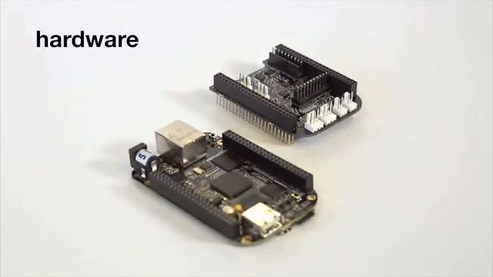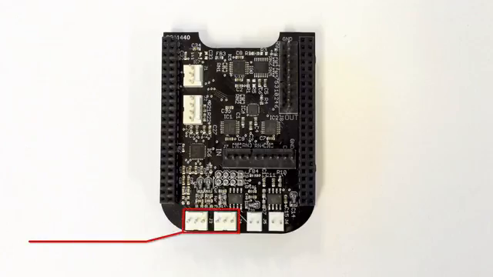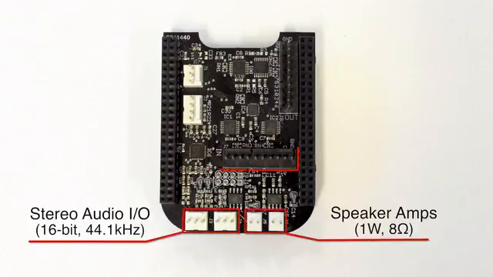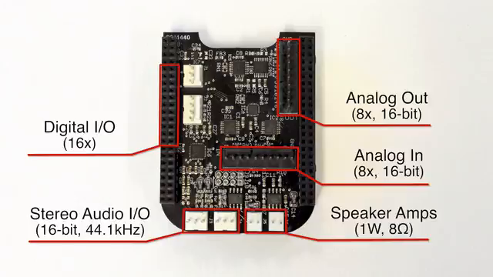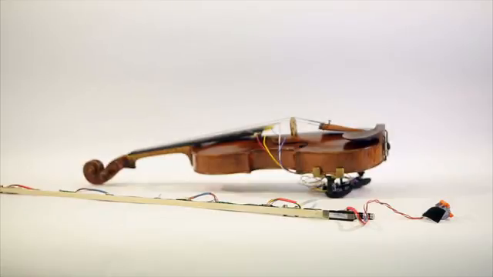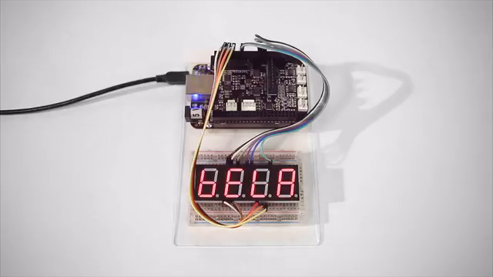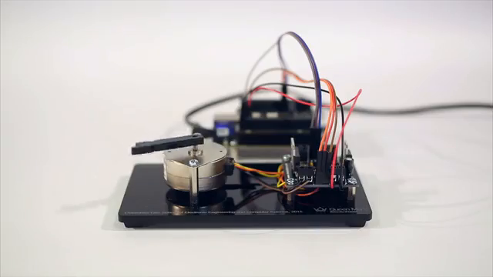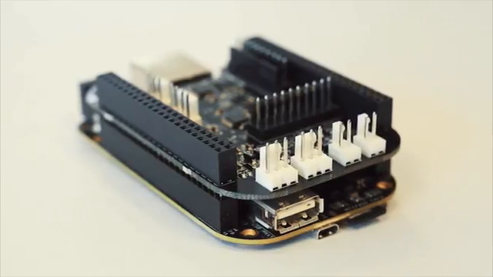Bela runs on the BeagleBone Black with a 1 GHz ARM processor. It gives you stereo audio in and out, including onboard speaker amplifiers. It also gives you 8 high-quality analog ins and outs, and 16 digital I/Os. It's a really convenient environment for developing interactive systems, and that's especially true of audio systems, but it's not only for audio. You can use it to control LEDs, servo motors, stepper motors, all sorts of sensors and actuators. Bela runs on Linux, so you get access to networking, storage, USB, and other peripherals.